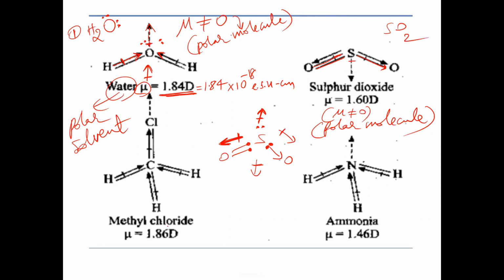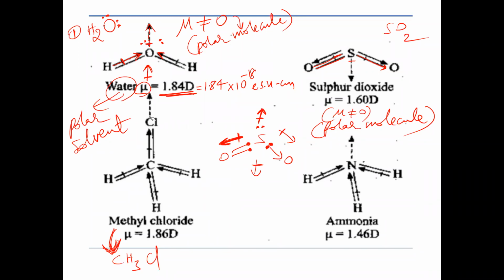Next, this one. Methyl chloride. What is the methyl chloride formula? CH3Cl. The methyl group is CH3, chloride is Cl. So CH3Cl. Here how many C-H bonds? Three. How many C-Cl bonds? One. One C-Cl bond and three C-H bonds.